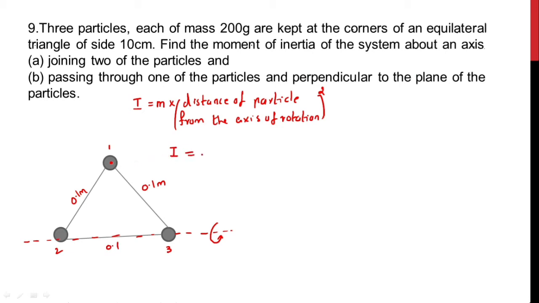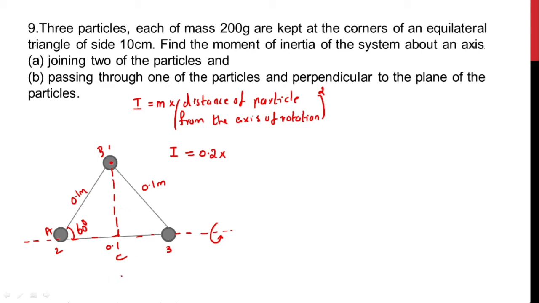I is equal to mass. What is the mass of the particle? 200 gram, that is written as 0.2 kilogram, into the distance of the particle from the axis of rotation. In this diagram, this is the distance of the particle from the axis of rotation. If I mark this A, this B and this C, this angle is already given. It is an equilateral triangle, so 60 degree. So what is this distance BC?